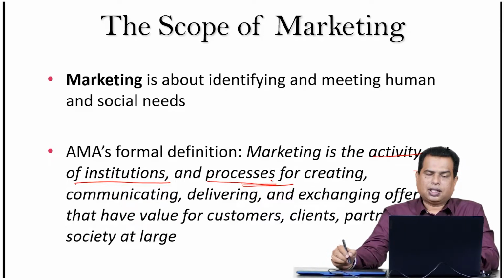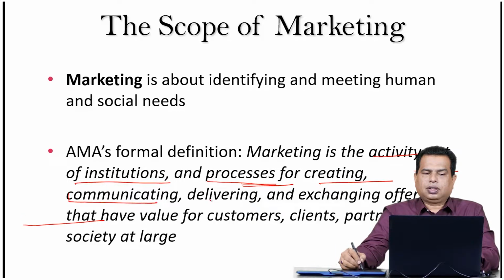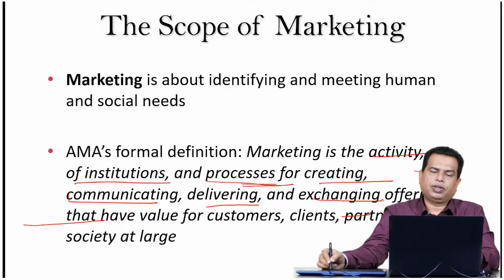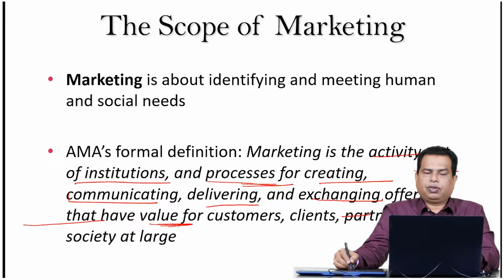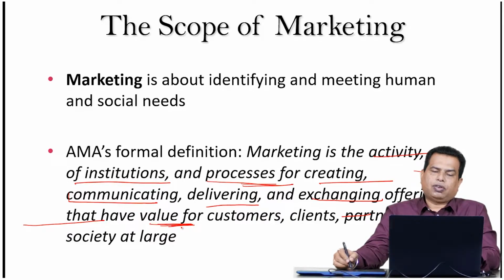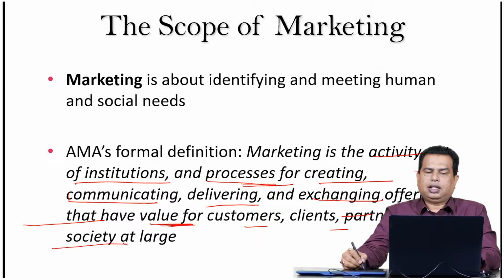Process means there are a series of steps that have to be included, and all these things are being done for creating, communicating, delivering, and exchanging offerings. We are going to create, then communicate, then deliver, and then exchange. Here offerings means products and services and all other things which we are going to talk about in our later slides, that have value, which is very important, for the customers. Unless those offerings have some value for the customers, clients and partners and society at large.